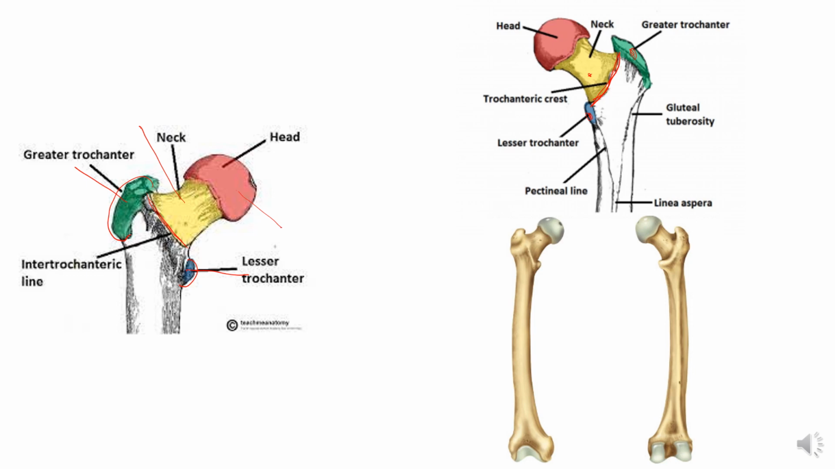So this is the picture showing the anterior view, and this one is showing the posterior view. Now in posterior view you can see the intertrochanteric crest, while in the anterior view there is an intertrochanteric line. So this is the upper part, this is the shaft, and this is the lower end.